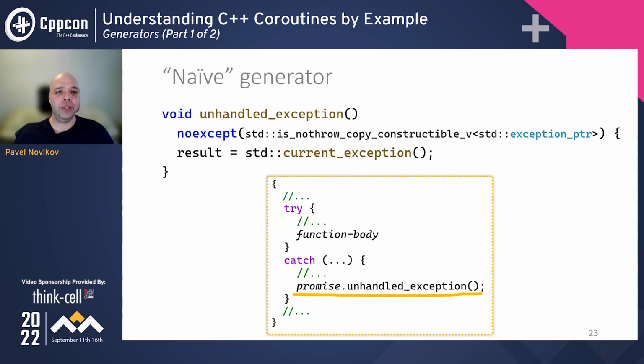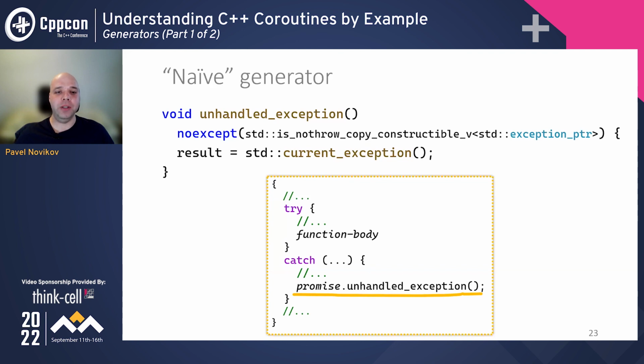And we just store the current exception in the result. And so when we do this, the coroutine finishes. You can see that in case we have an exception inside our coroutine, we throw an exception, catch it in our function body, in the catch clause. We call unhandled_exception on the promise type.